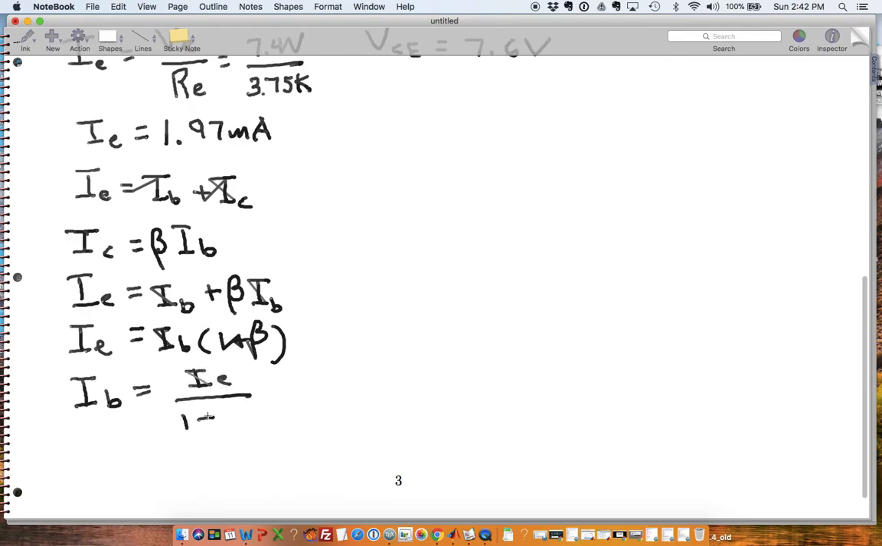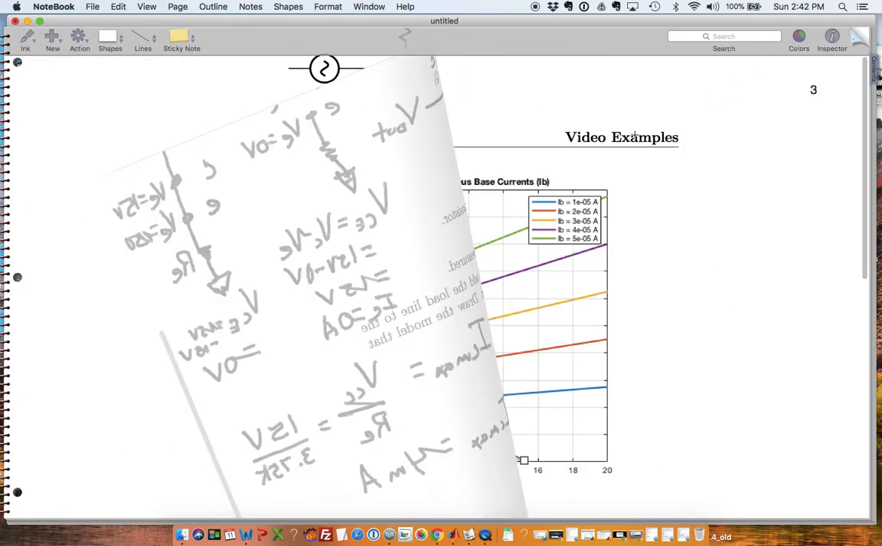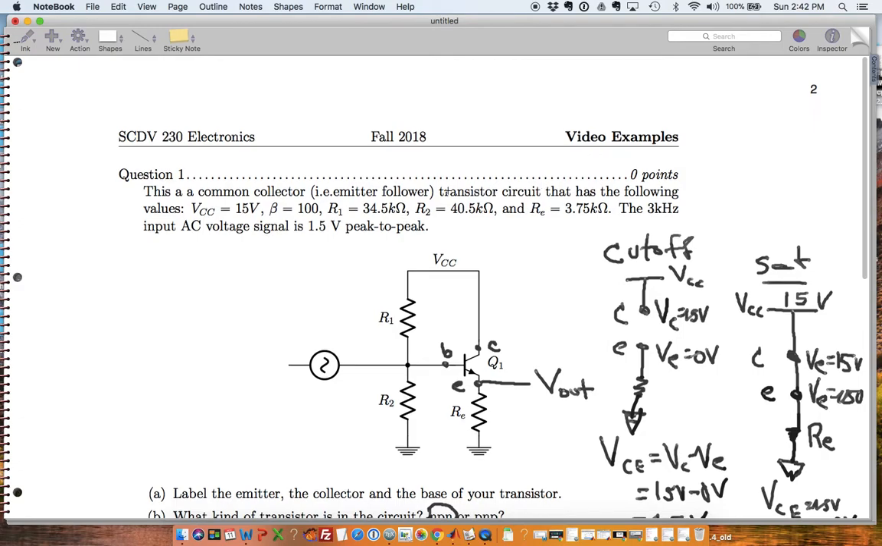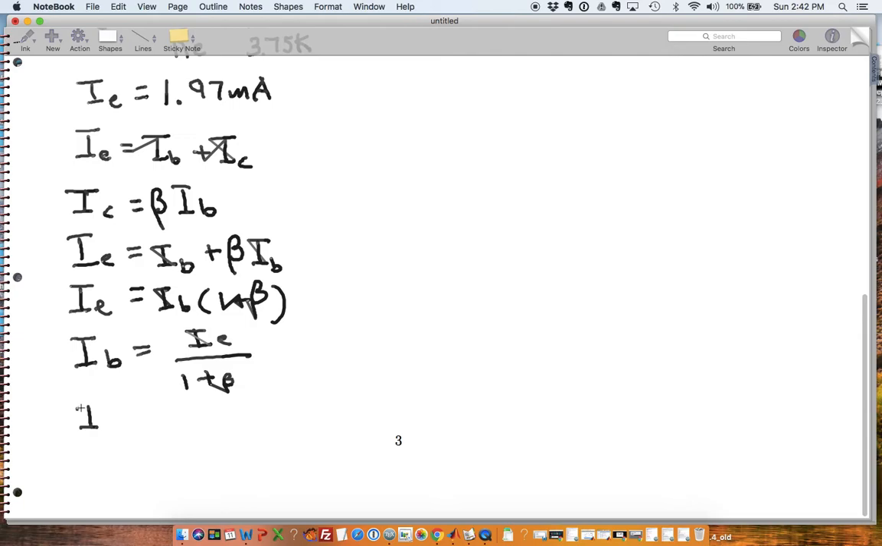We know from the problem, we're told, let me go back another page, that beta is equal to 100. So we're going to use beta is equal to 100. So my IB equals 1.97 milliamps divided by 1 plus beta, so 1 plus 100 is 101. And therefore IB is equal to 19.5 microamps.